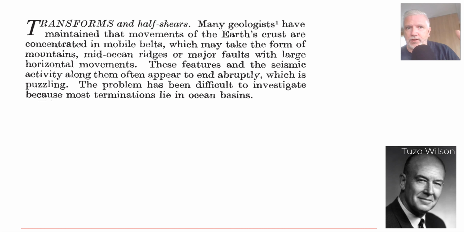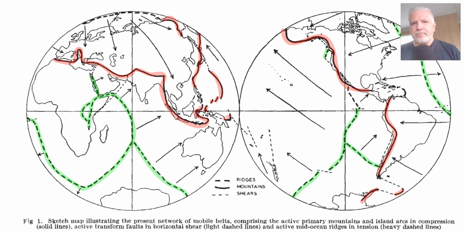Those are the margins, as we later came to know them, which may take the form of mountains, mid-ocean ridges, and major faults with horizontal movements. These features, and the seismic activity along them, often appear to end abruptly. This is puzzling. The problem has been difficult to investigate because most of these terminations lie in ocean basins.